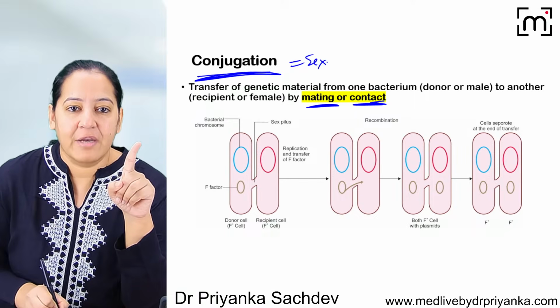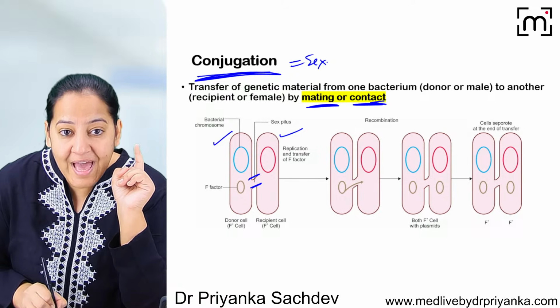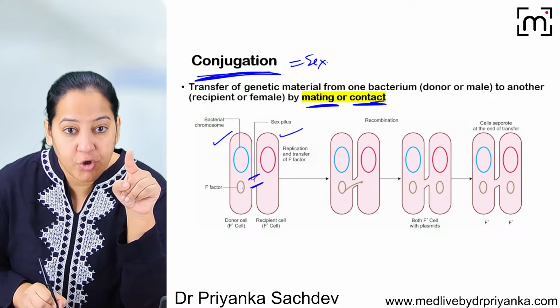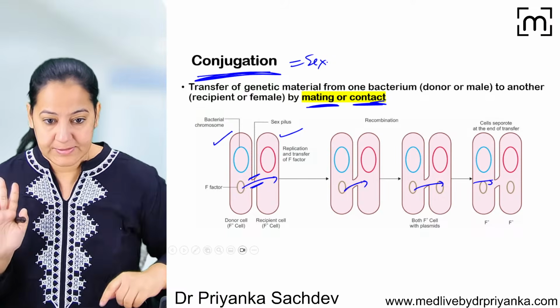So see the two bacteria. Can you see the first bacteria and the second bacteria? They are coming closer. They are making a tube between them. Via this tube, the genetic transfer between the first and the second bacteria takes place. This is known as conjugation.